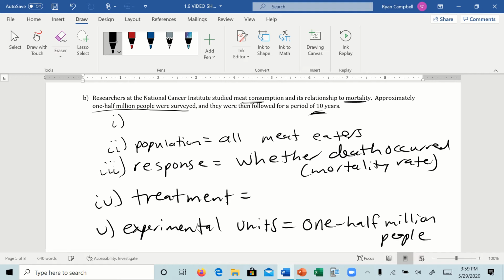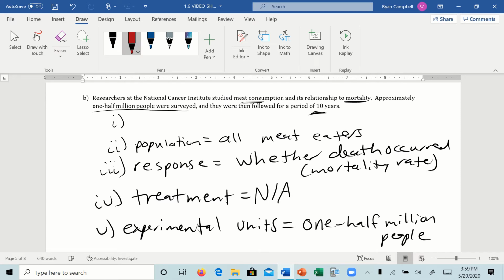All right. Treatment. What's the treatment here? So some people might say meat, right? That they treated with meat, but did they? No, they actually didn't, right? They didn't give these people meat. These people just ate meat, and they recorded mortality. So what did they give them? They actually didn't give them anything, right?